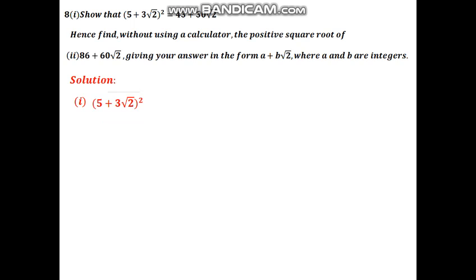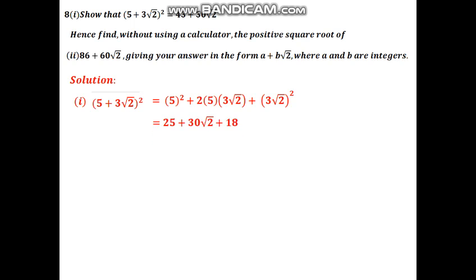And then we know that this is actually (a plus b) square. In (a plus b) square, we know the formula is a square plus 2ab plus b square. Alright? So in this case, a is 5 and b is 3 square root 2. Okay? So once we apply the formula, we get 5 square plus 2ab, which is 2 times 5 times 3 square root 2, and then plus b square, which is (3 square root 2) square.